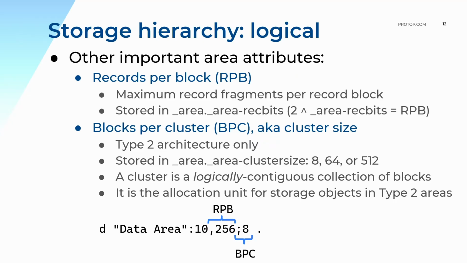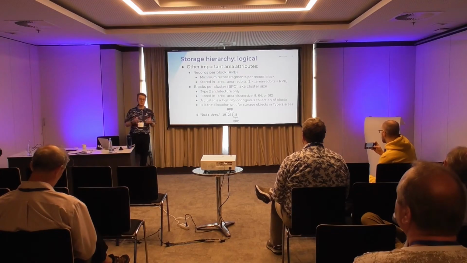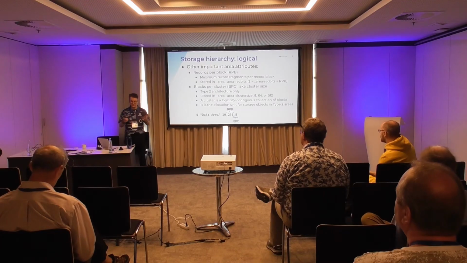More on the logical hierarchy, the 2 other important attributes of an area are the records per block, or RPB, and this is the maximum number of record fragments that can exist in a record block within a given area, and that's stored in a field called area rec bits. It's actually stored as the exponent of RPB as a power of 2. So for example, if RPB is 32, area rec bit stores 5 because 2 to the 5 is 32.